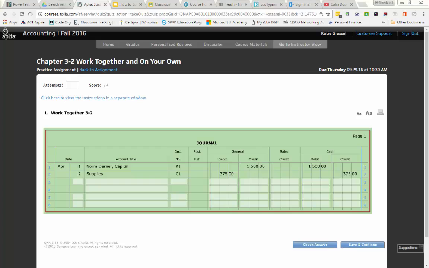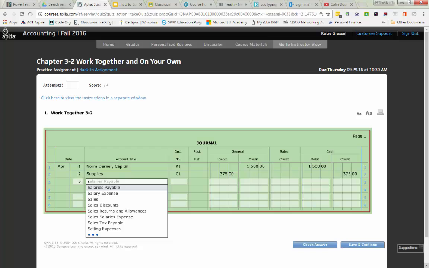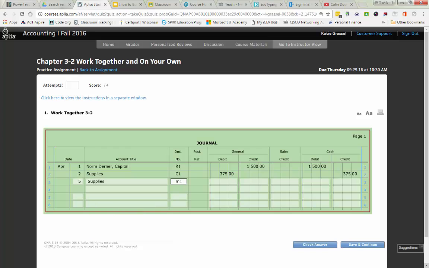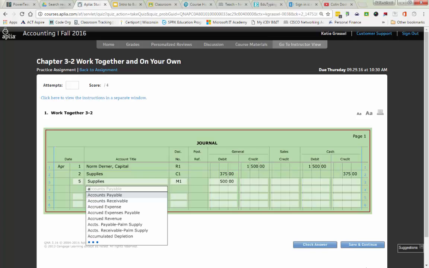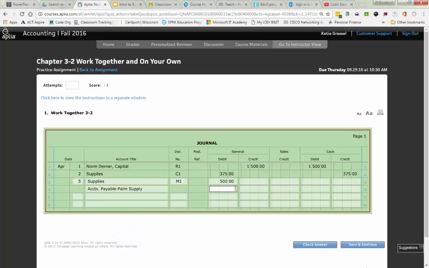So to fill it in, I'm going to start with the date. I'm going to put the date of the 5th on the left-hand side. My debit goes first, which is supplies. My source document is M1, standing for Memorandum 1, and I'm going to put general debit for $500. I have to go down to the next line because this is still the same transaction, it just takes 2 lines. I do not write the date on the second line. I only put the date on the first line of the transaction. And then I'll go ahead and put in accounts payable, Palm Supply, and that's going to be credited for $500.